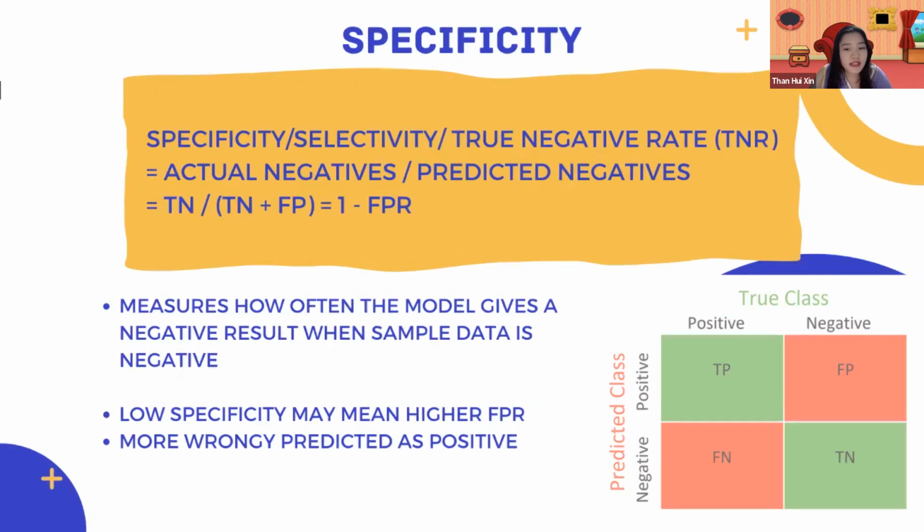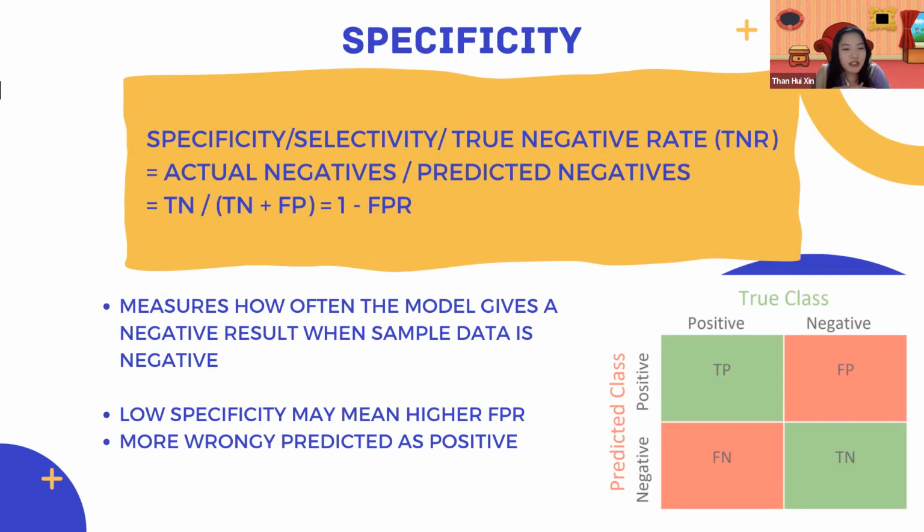Okay, next is specificity. Specificity, also known as selectivity, also known as the true negative rate, TNR, is basically your actual negatives divided by your predicted negatives. So it's true negatives divided by the sum of true negatives plus false positives, and it's also equal to 1 minus the false positive rate, right?